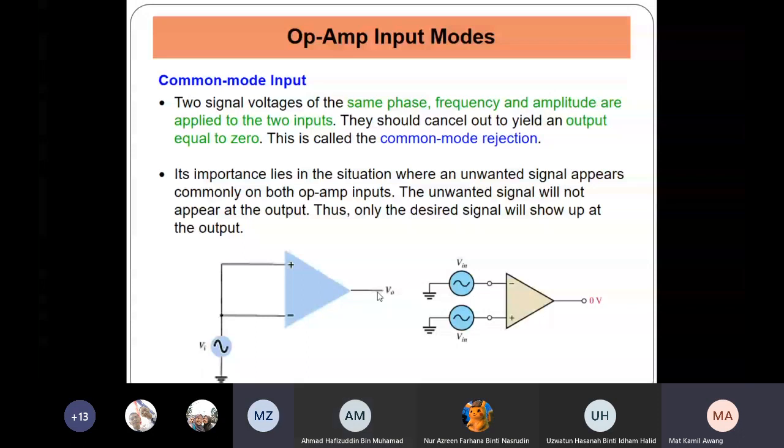So that's why if the two signals are the same in terms of phase, frequency, and amplitude applied to these two terminals, the common mode is actually the differential signal here is 0. Therefore, they should cancel out to yield an output equal to 0. So this is called common mode rejection. Basically this amplifier should be able to reject the common signal here.